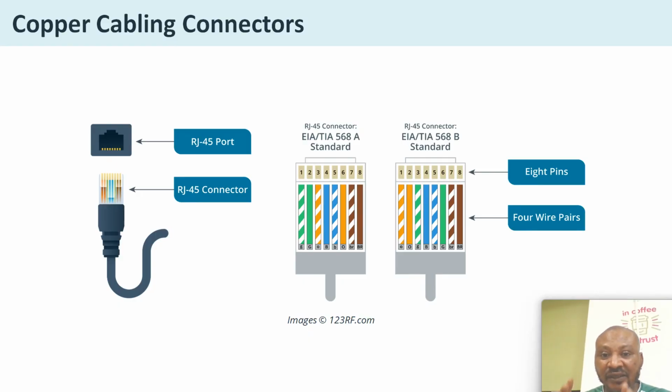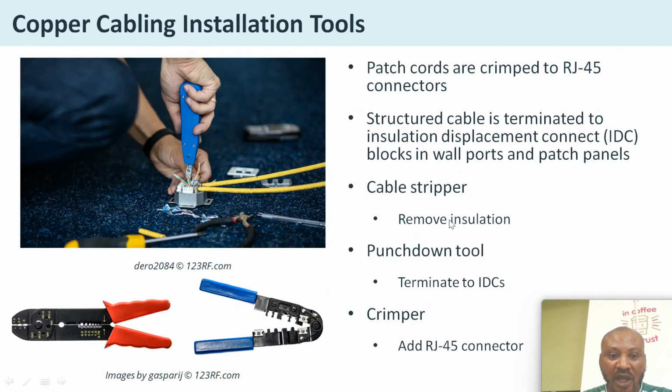Just understand now, for this cable, know the standard because you're going to see it in your A+ exam. Know that your copper cable connectors have these two types: EIA/TIA 568A standard and EIA/TIA 568B standard. They're actually 8 pins with 4 wires. So these are the standards, take note of them. We move on.